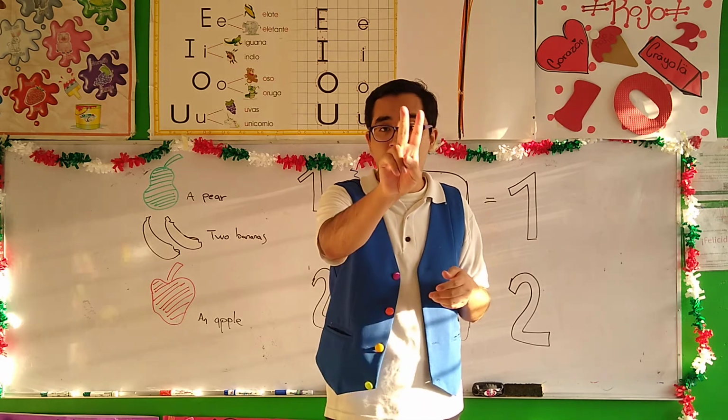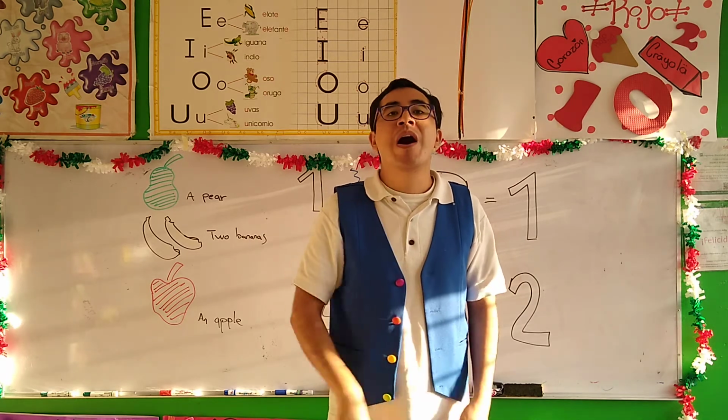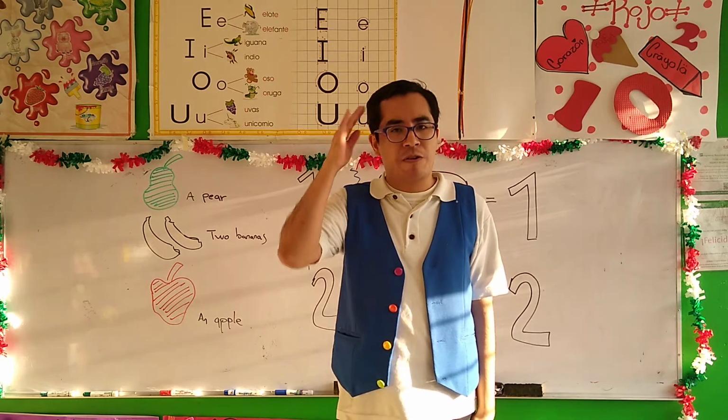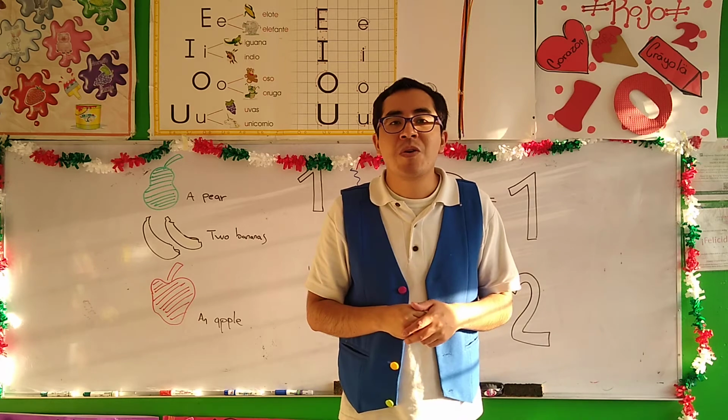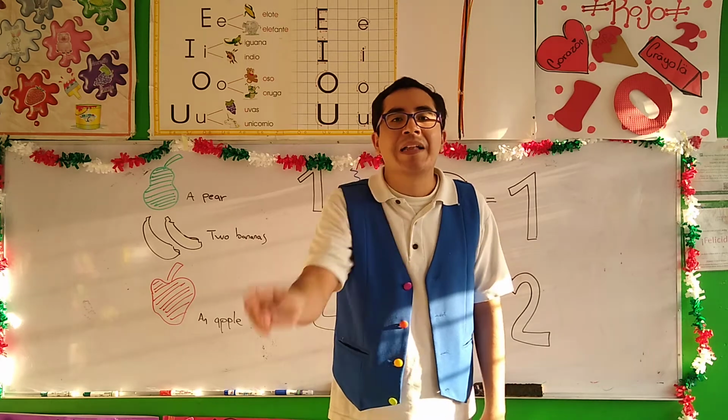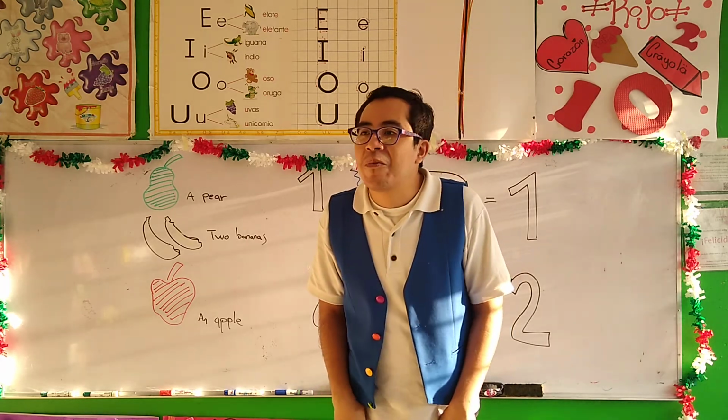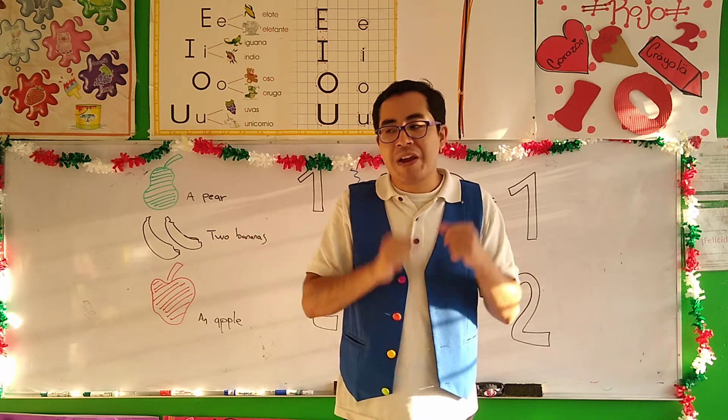Do you remember the numbers? We have seen two numbers so far. Number one, which is like a soldier, okay? Number one, like the soldier. And number two, which is like a duck. Quack, quack, quack, quack. That's number two, okay?